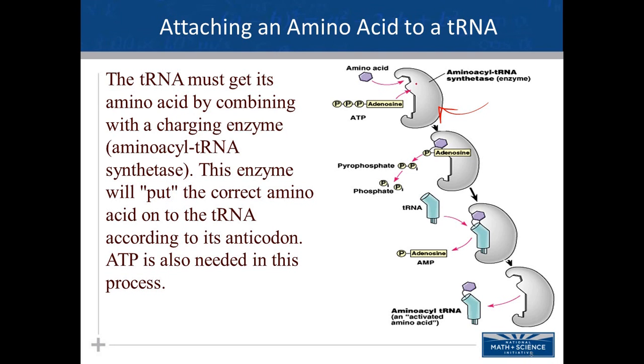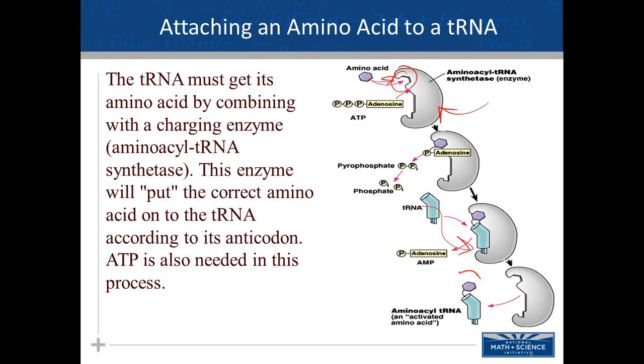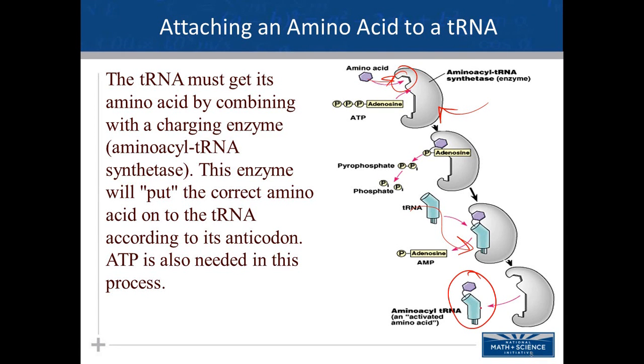Alright, here you can see right here, there's the active site, and it is specific for a particular amino acid. So here comes the amino acid. You have to have a phosphate group, so ATP is needed. And so now, once that amino acid is in place, the transfer RNA comes in. And now the enzyme will combine the amino acid to the correct transfer RNA. And now that transfer RNA is said to be activated.